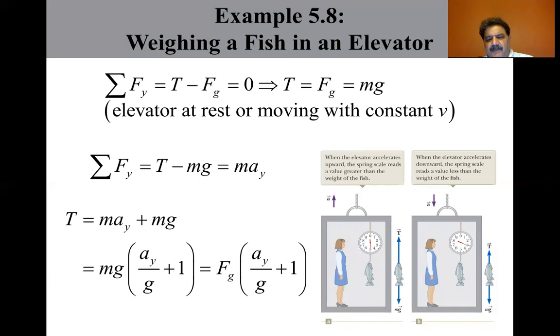So, we have solved for T. We have chosen upward as the positive y direction. We conclude from our results that the scale reading T is greater than the fish's weight mg if a is upward, so a_y is positive, and that the reading is less than mg if a is downward, so a_y is negative.